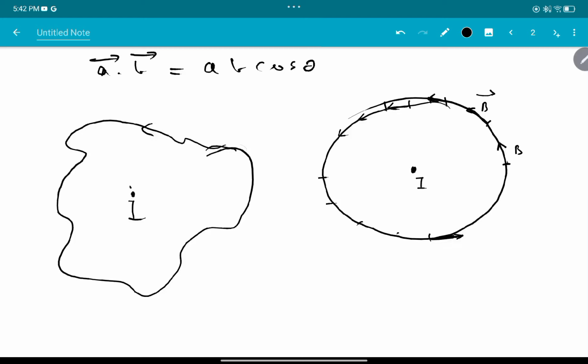We can also make a rule that the orientation will be anti-clockwise. Anyhow, you have to have an orientation, otherwise this will lose its meaning completely. Now, what about this loop?